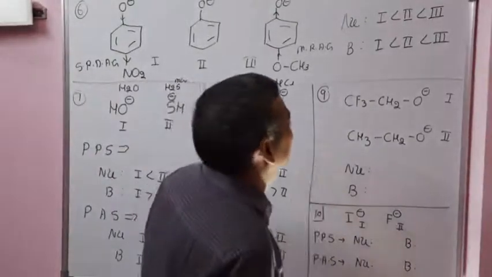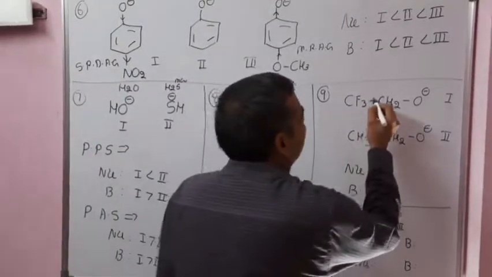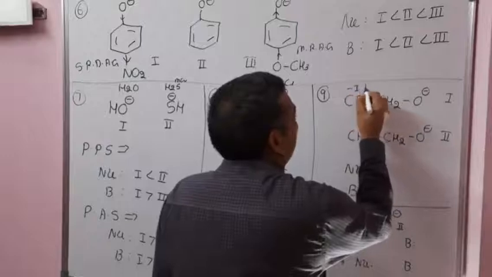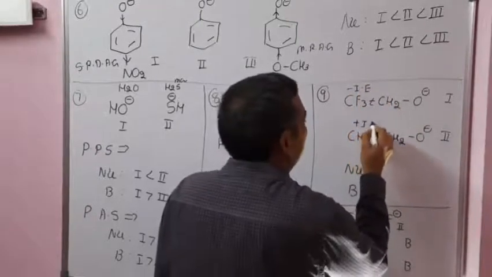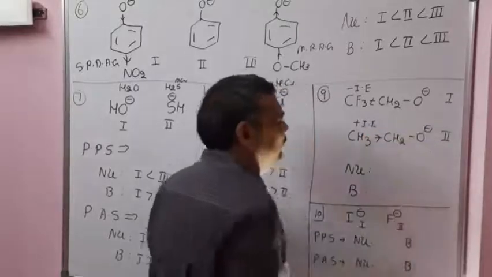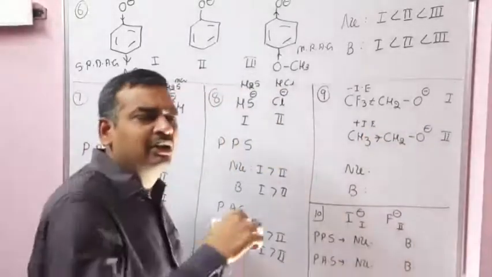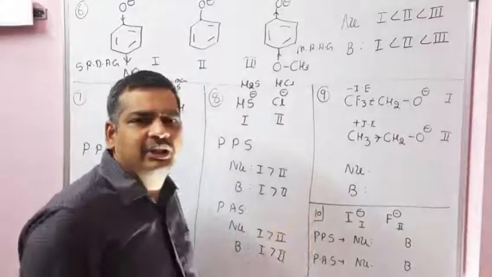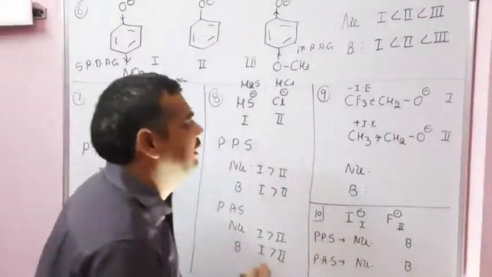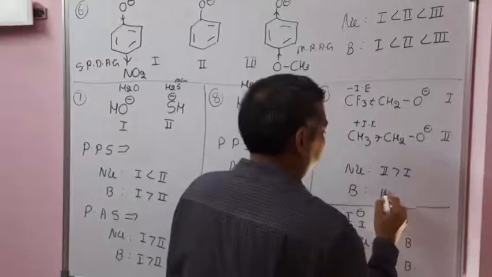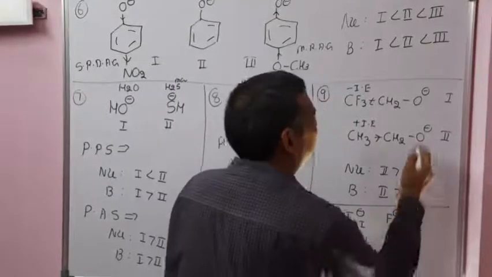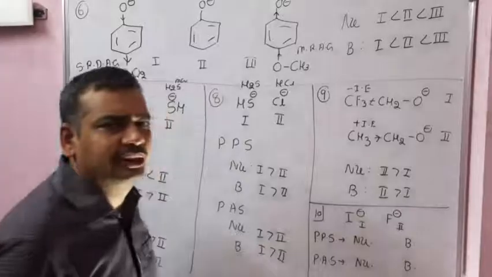Coming to example 9, now CF3. It has a negative inductive effect. Electron density decreases here. CH3 has a plus inductive effect. Electron density increases here. The one with more electron density will readily attack an electron deficient atom, or it will readily abstract a proton. That means the nucleophilicity of 2 is more than 1, and also the basicity of 2 is more than 1. Since it is the same atom, protic and aprotic are the same.